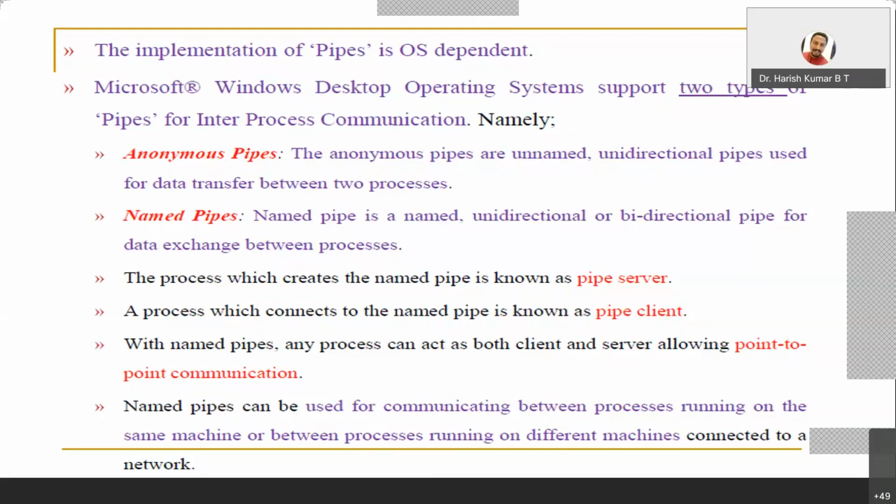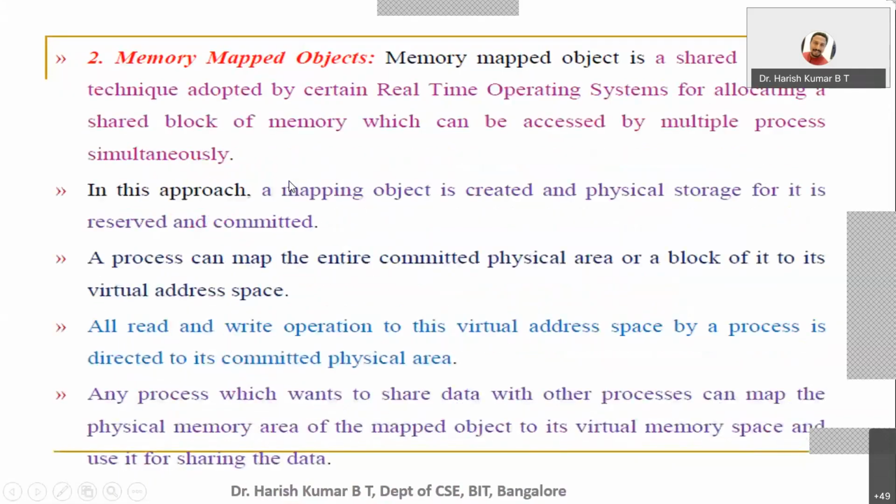When I say one system is talking to another system, it's not the system which is talking, it is the processes running on the systems communicating with each other. We never say systems are talking to each other. The logic is that the processes running on the systems are communicating with each other. Just go to the next slide. Till now you understood unnamed pipes and named pipes.